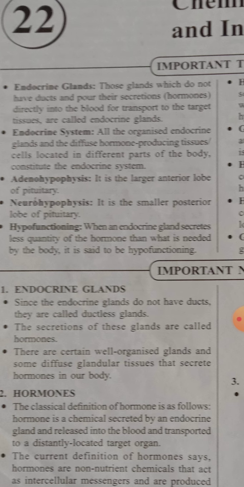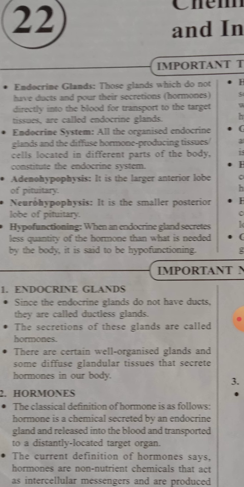We already discussed that in human beings, control and coordination is carried out by two factors. One is the nervous system and the second is the endocrine system. We already discussed the neural system. Today we will discuss the endocrine system. Students, you already know what the endocrine system is.